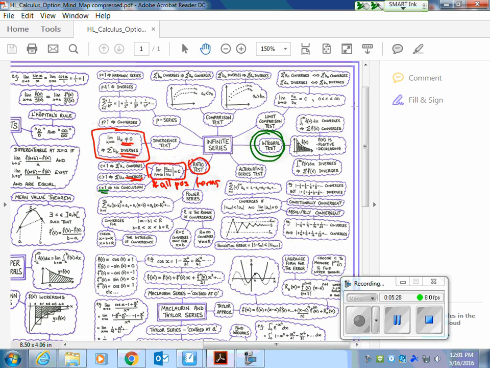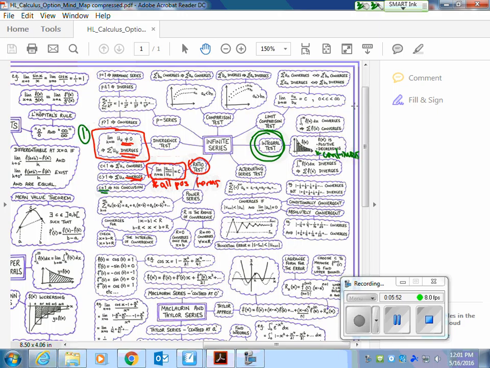The integral test has 3 assumptions: positive terms, decreasing on the interval, and continuous on the interval. If your integral goes to infinity, it diverges. If the integral gives you a value, then it's convergent. Okay? So that's the rule.